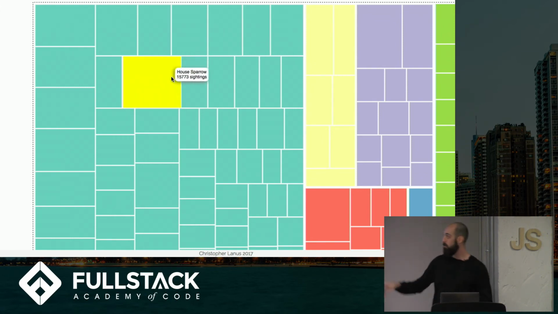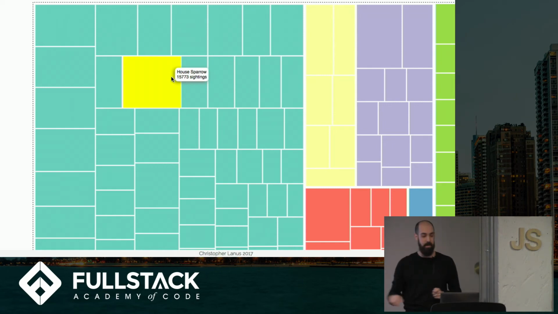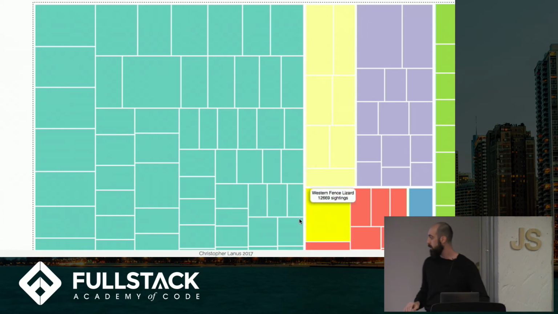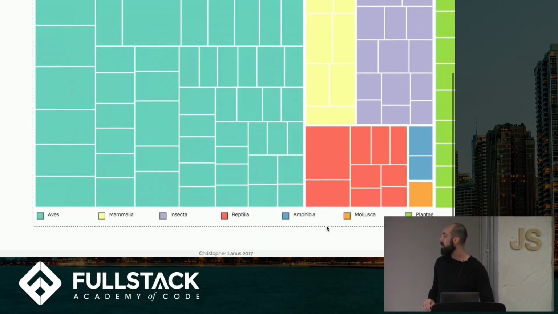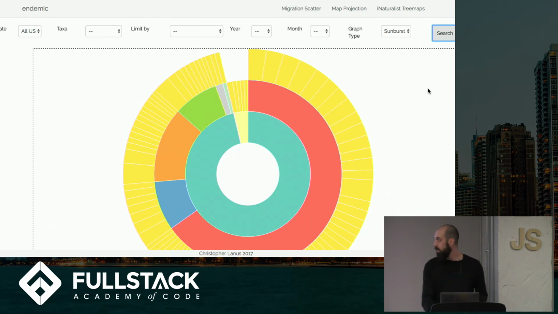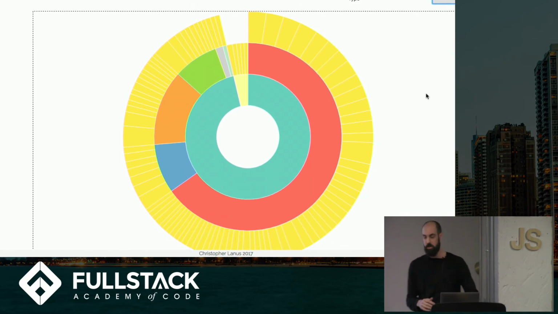All of the teal space is birds being seen or spotted. All of the yellow are mammals and reptiles. In fact, we have a key down here. We can also represent this data not just with a tree map, but also with a sunburst. A similar kind of data representation, which is really neat.